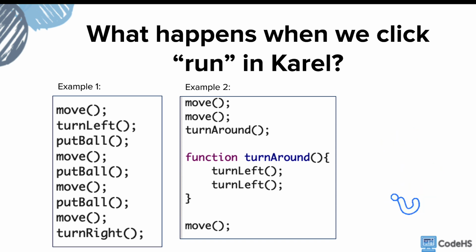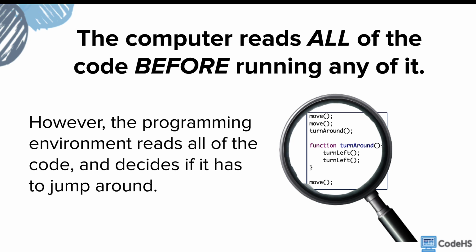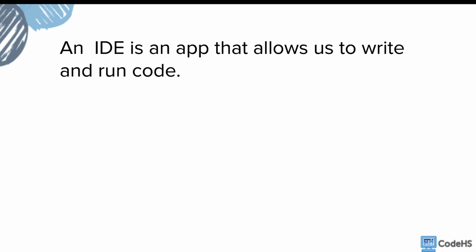So let's talk about what really happens when we click on the Run button in Karel. The computer reads all of the code before running any of it. When we're writing code in text, it may look like all of the code will run one line after another. But really, the programming environment reads all of the code and then decides if it has to jump around in a different order. So remember, an IDE is an app or a coding environment that allows us to write and run code.